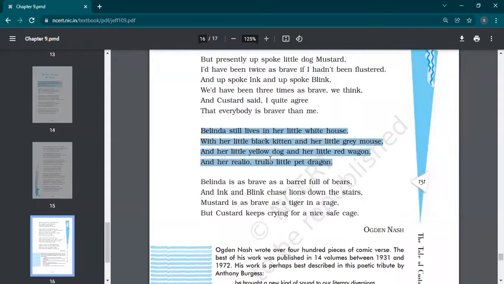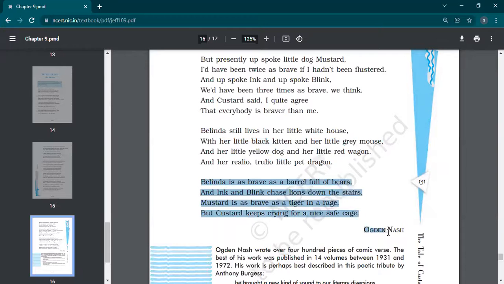Actually, there was no impact of this terrifying incident on these creatures. Belinda is as brave as a barrel full of bears. Ink and Blink chase lions down the stairs. Mustard is as brave as a tiger in a rage. But Custard keeps crying for a nice safe cage. Beautifully written by this poet, Ogden Nash. These two stanzas are the repeated stanzas that we did in the beginning.